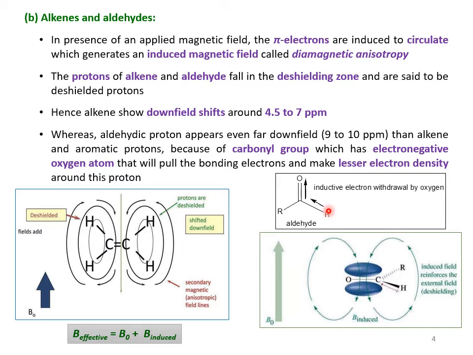So in the case of benzene, alkenes and aldehydes, what you have to remember is the protons in these compounds lie in the region where the induced magnetic field is in the same direction as that of the applied magnetic field. Because of this, the protons experience a greater magnetic field, that is B effective is equal to B naught plus B induced, as a result of which the protons appear at higher delta values.